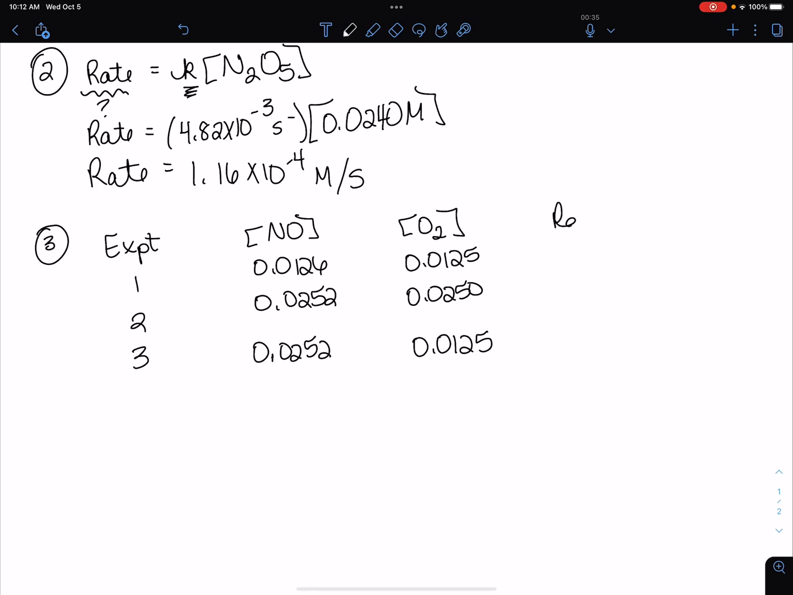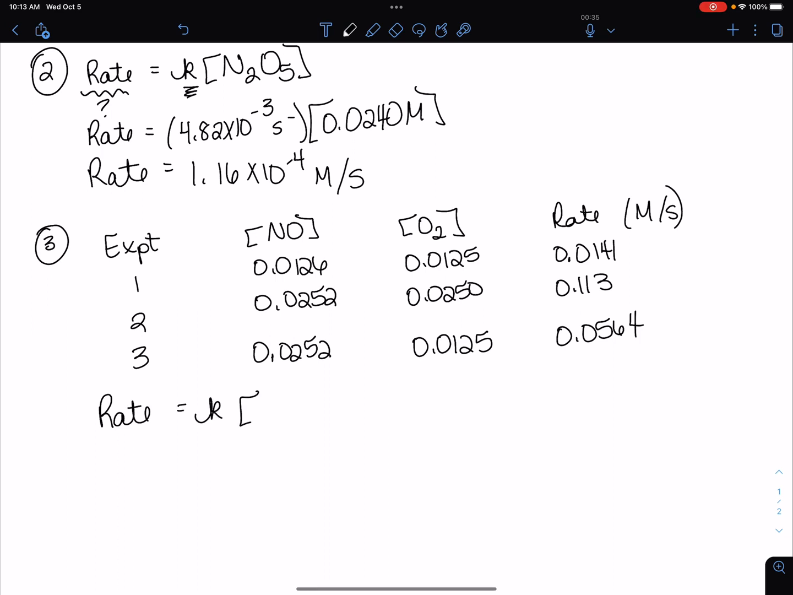And then the rate is, I'm going to write it, I'm going to take it out of scientific notation. Okay, so I know I have the reaction there. So I know the rate law is going to look something like this, that rate is equal to K times the concentration of NO raised to some power times the concentration of O2 raised to some power.